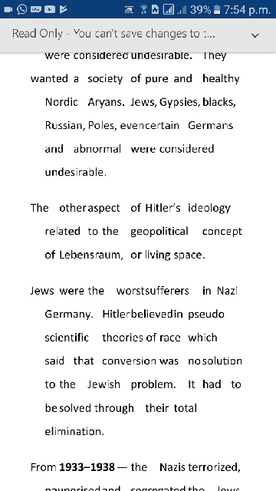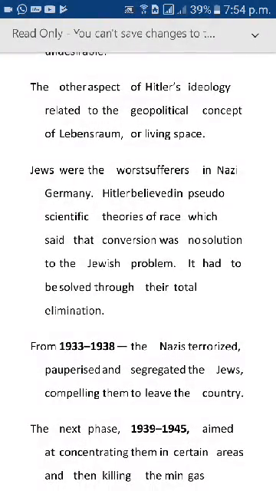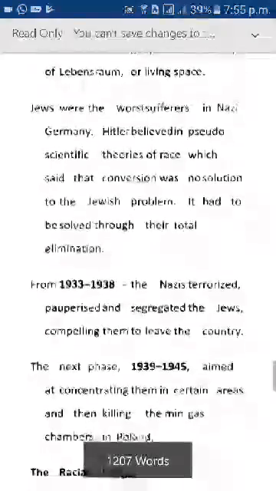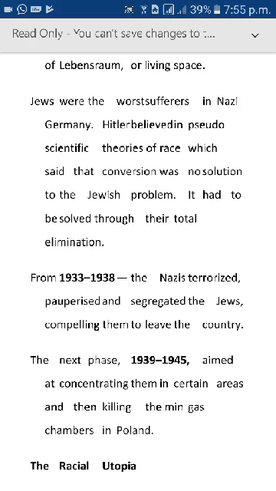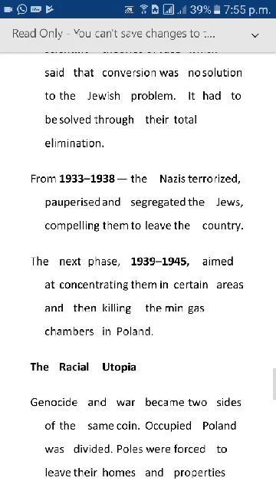The other aspect of Hitler's ideology related to the geopolitical concept of Lebensraum, or living space. Then the Jews were the worst sufferers in Nazi Germany. Hitler believed in pseudo-scientific theories of race, which said conversion was no solution to the Jewish problem. It had to be solved through total elimination.